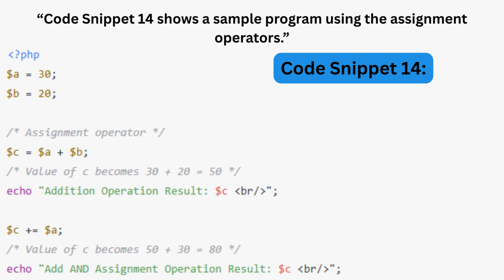Combined assignment operators don't stop at addition. PHP also supports subtraction, multiplication, division, and even modulus assignment. For example, -=, *=, /=, and %= all follow the same pattern. They perform an operation using the current value of the variable, then store the result back into that variable. These tools become especially useful when building counters, loops, accumulators, or any logic where values change incrementally.